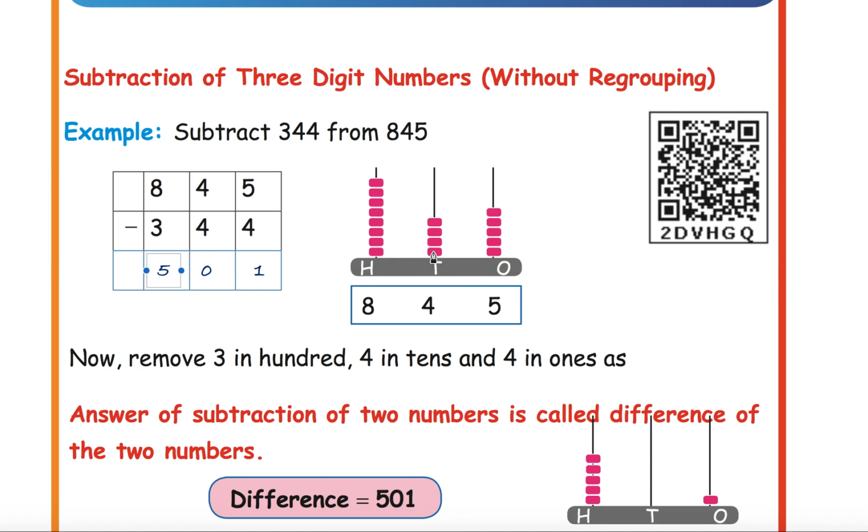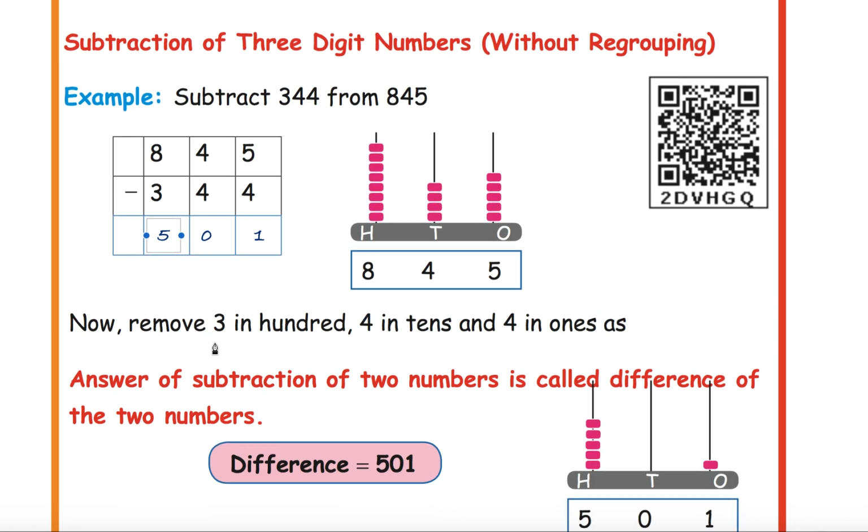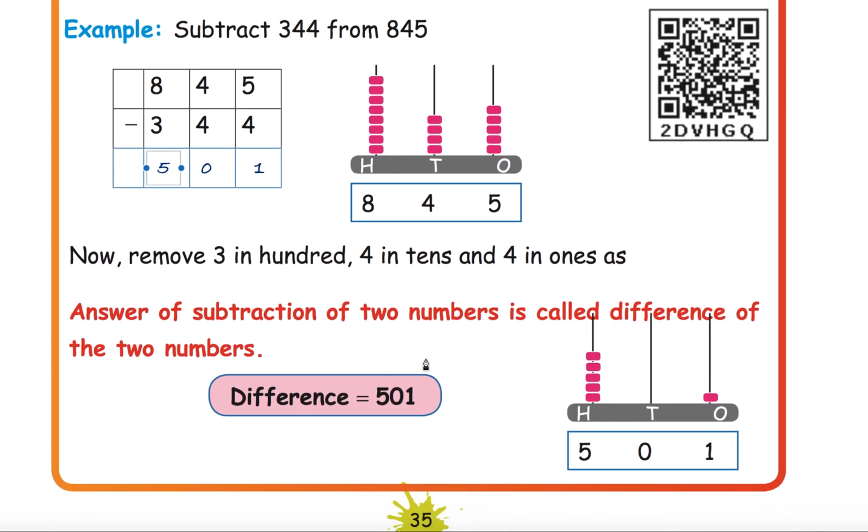This one is 8, this one is 4, this one is 5. 845. Now remove 3 in 100. In the pictorial method, if you remove 3 here, you will get 5. Now remove 4 here, you will get 0. And remove 4 here, you will get 1. In either way, you will get 501. See, after removal, this will be the picture.